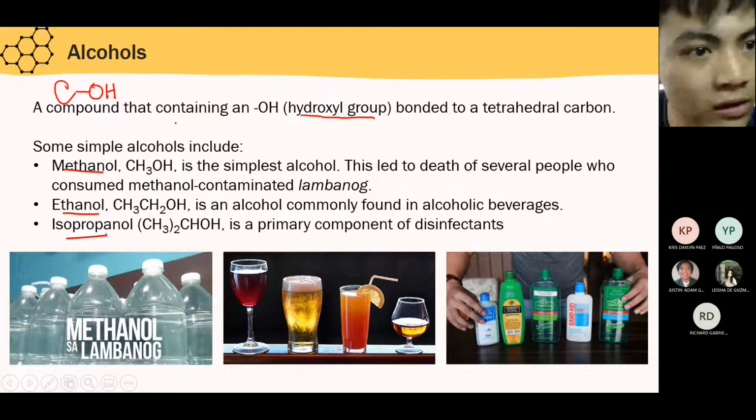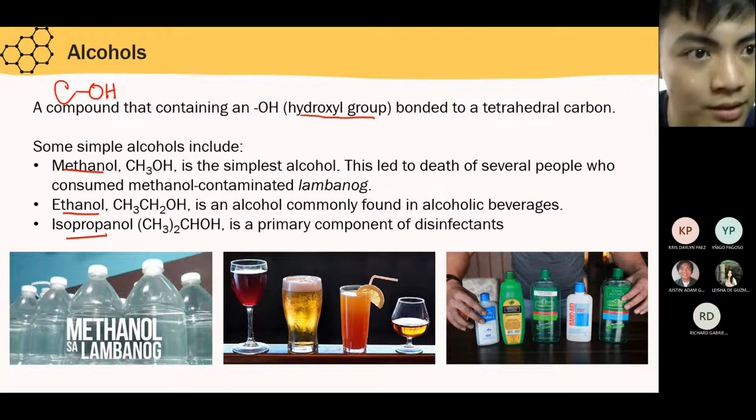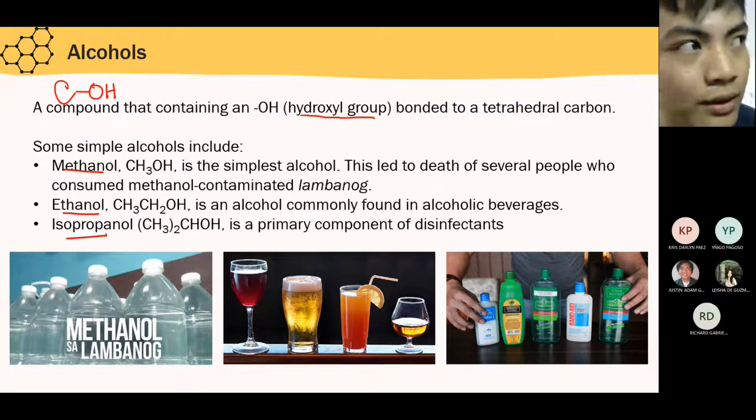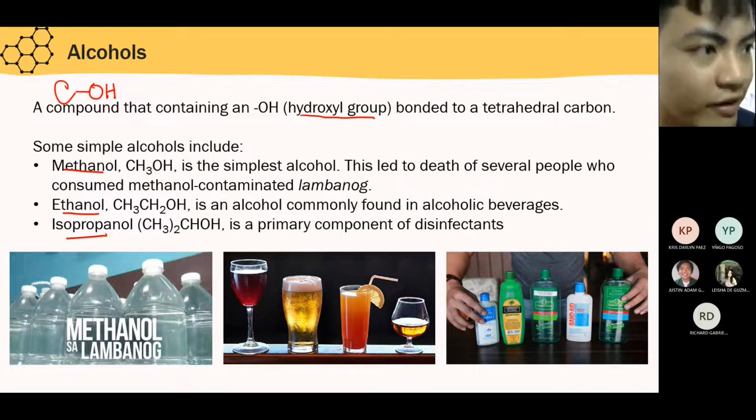Methanol is widely used in the laboratory. Yan yung ginagamit to extract natural products sa halaman. So, kunwari mag-aral kayo ng botany. Kung gusto nyo kunin yung mga nasa halaman, ilulublob nyo siya sa methanol para makuha nyo yung mga polar substances. So, yan yun. However, this has been a source of issue lately due to the lambanog poisoning.